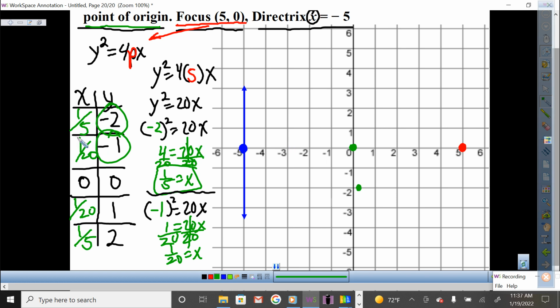Next one, 1/20th. So here's 1 of x. 1/20th is very close to the point of origin, but its y value is -1, so it's about right there. We have 0, 0, and then just reflect these over here. And there you go.